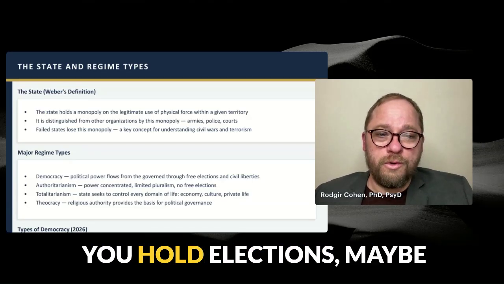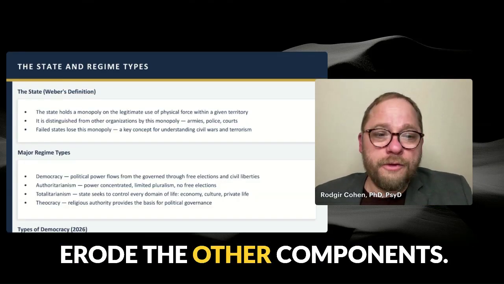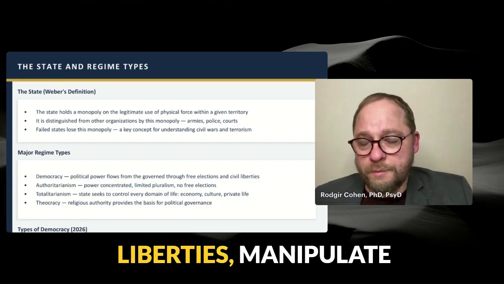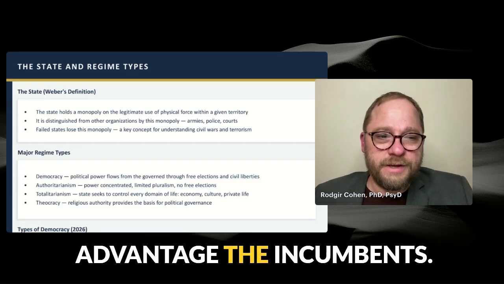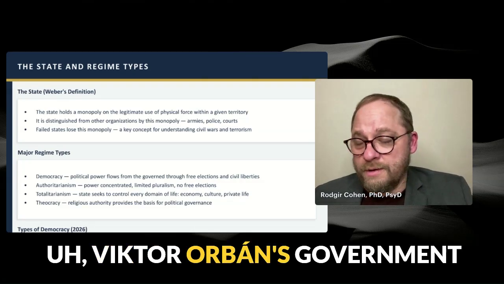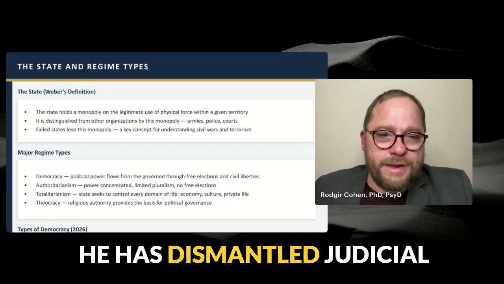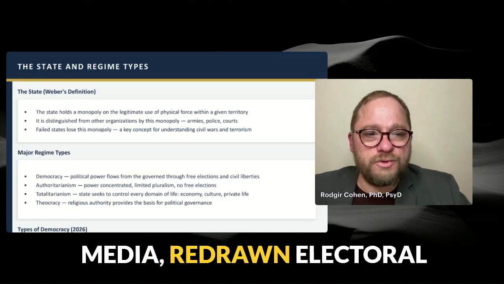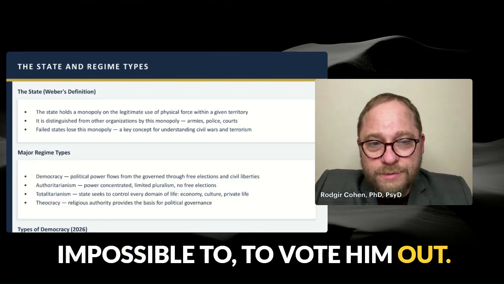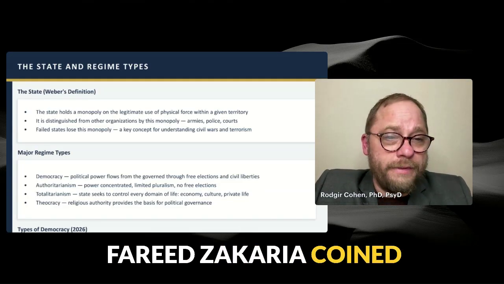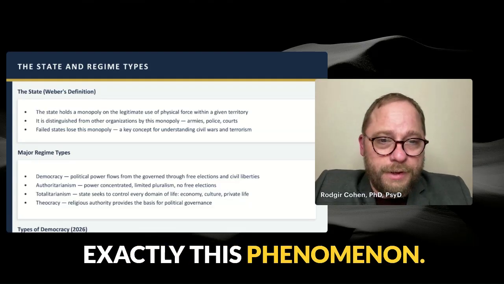Illiberal democracy means you hold elections, maybe genuinely competitive ones, but you systematically erode the other components. You restrict civil liberties, manipulate the courts, control the media, and rewrite electoral rolls to the advantage of the incumbents. Viktor Orban's government in Hungary is a textbook case. Orban wins elections, but he has dismantled judicial independence, taken over media, redrawn electoral districts, and rewritten the constitution to make it nearly impossible to vote him out. Fareed Zakaria coined the term illiberal democracy in 1997 to describe exactly this phenomenon.